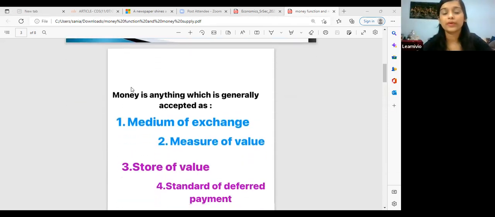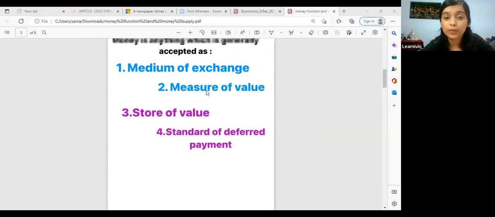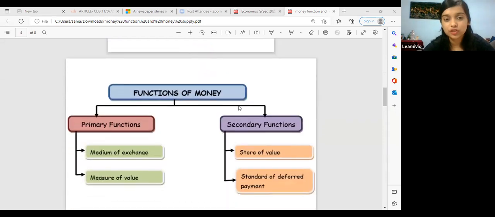Okay. So now we will quickly move to the next one, which is the functions of money. Over here, you must be wondering that, ma'am, you wrote two points with blue color and two with purple. So there was a reason behind that. Now the next question is, what are the functions of money?